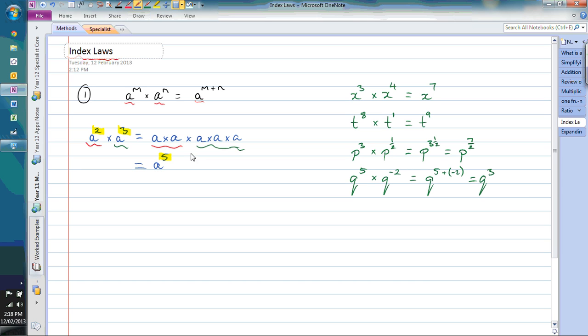Of course, the power of the rule means that we don't have to write this out every time. If I gave you a to the 50 times a to the 42, you don't have to write out 50 a's and then another 42 a's going off the page. All we have to do is go, well, if I wrote them all out, there would be 50 plus 42, that's 92 a's. So this is going to be the same as a to the power of 92, even though I didn't have to write it all out. So that's the first index law when we've got two things multiplied together.